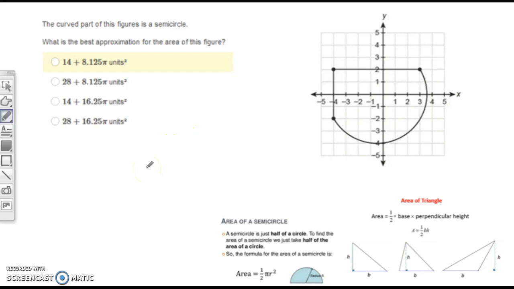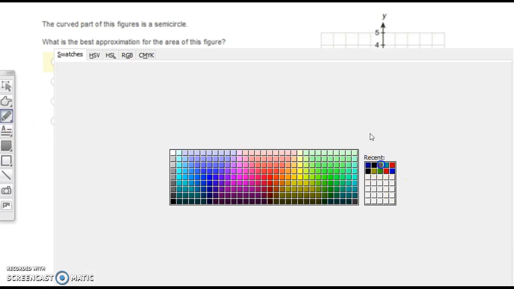Okay. So the curved part of this figure is a semicircle. What is the best approximation for the area of the figure? So again, we need to divide it into shapes that we know how to find the area of. So I'm going to divide this into a triangle and a semicircle. And I can find the area of both of those shapes and then I can add them together. So let me start off with the triangle.